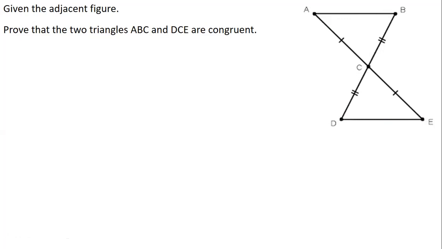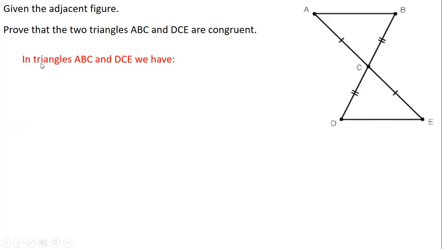AB equals DE. Do we have it? No. So we cannot use SSS, okay? Since we have two sides in the first triangle equal to two sides in the second triangle, let's see the included angle. This angle here and this angle here, are they equal to each other? Yes. Why? Because they are vertically opposite angles. Well done. So these two triangles.